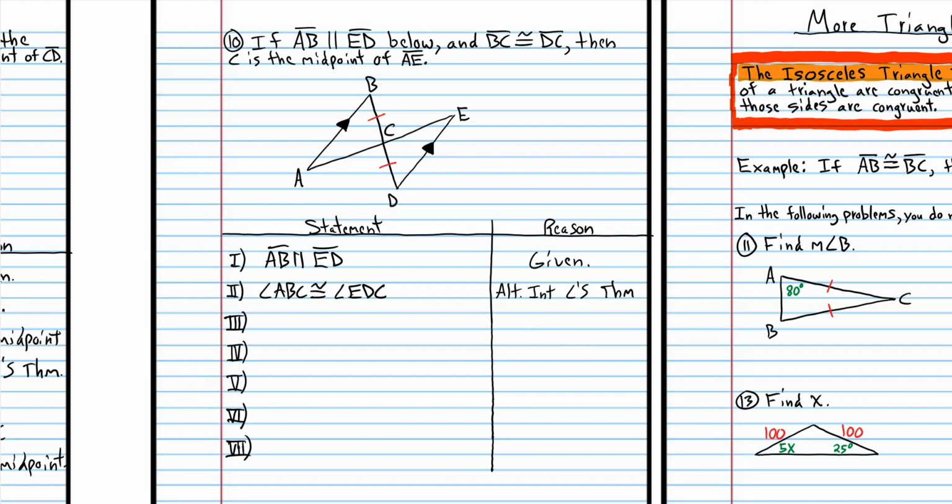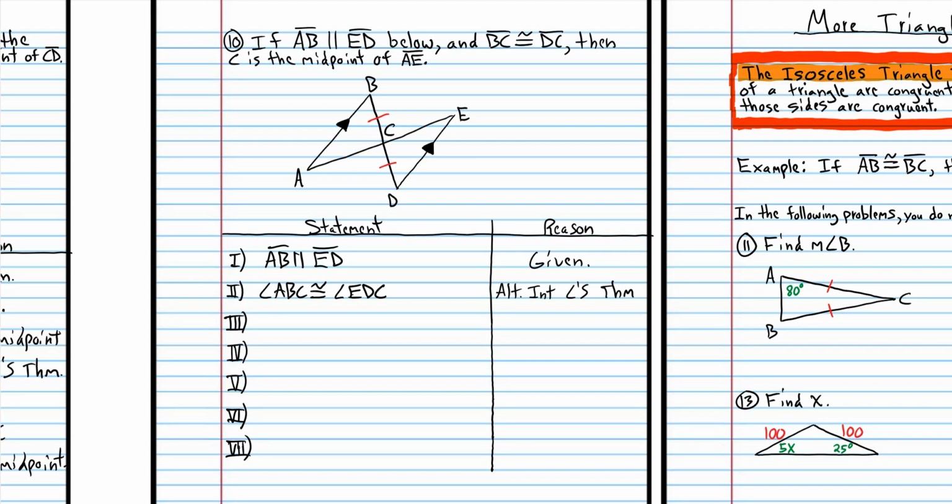So now I want you to be aware there's actually two ways you can do this. You can use the alternate interior angles theorem again. So we show that these angles are congruent by the alternate interior angles theorem. But you can also show that these angles are congruent, and then you can use AAS. That's one way to do it. Another way to do it is just to use the vertical angles theorem, and then you would use the ASA postulate.